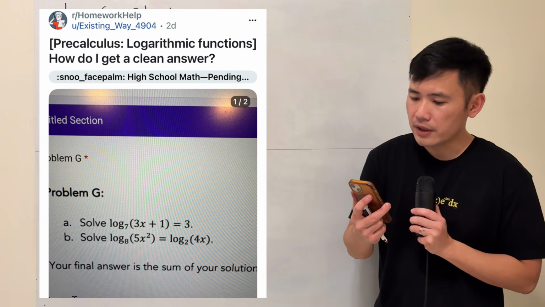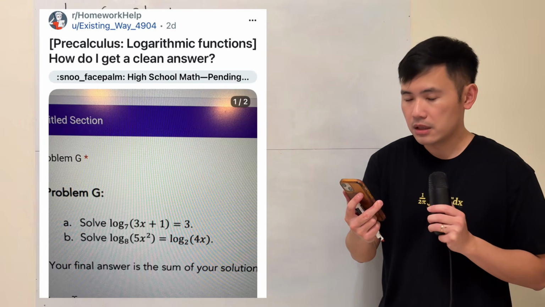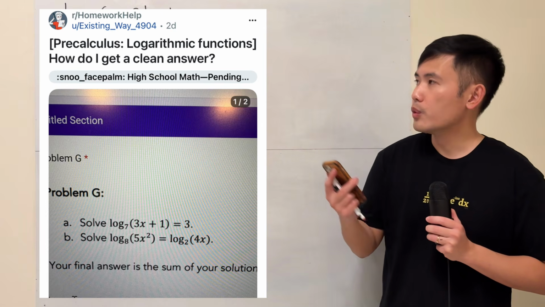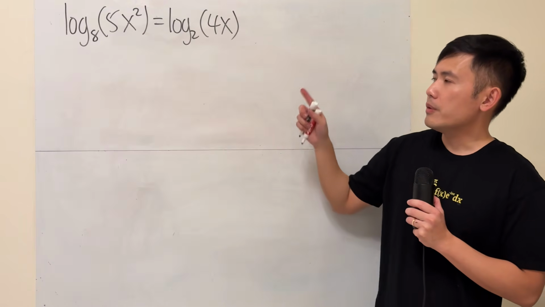Pre-calculus, logarithmic functions. How do I get a clean answer? And the post is asking for part B, which is this question here. So let's have a look.